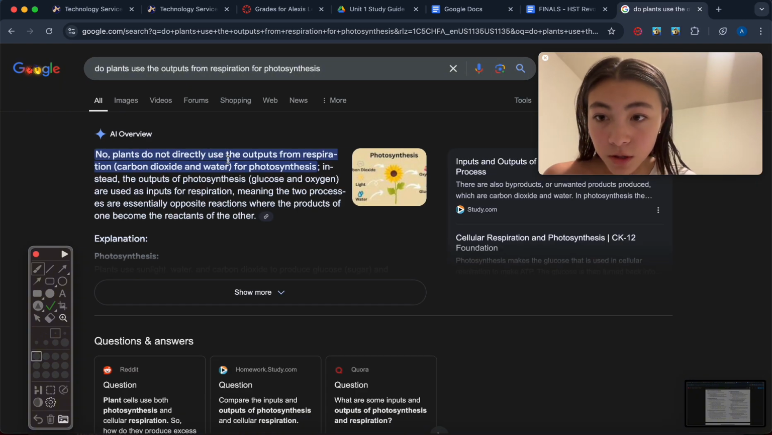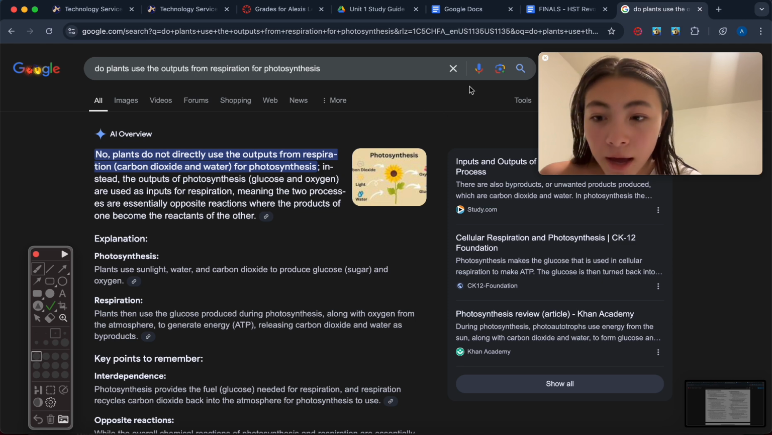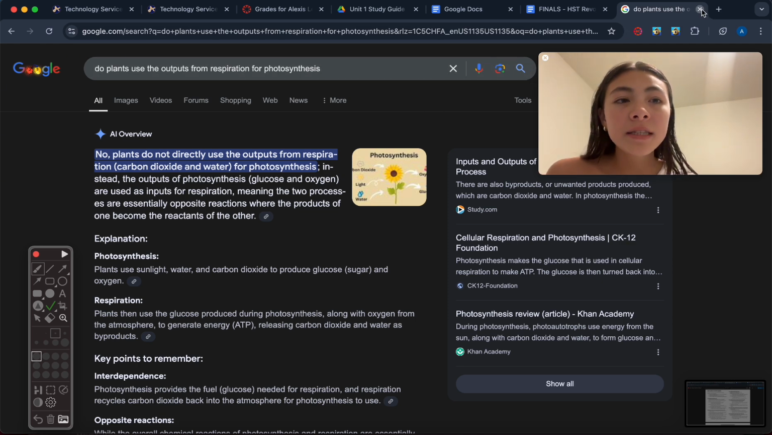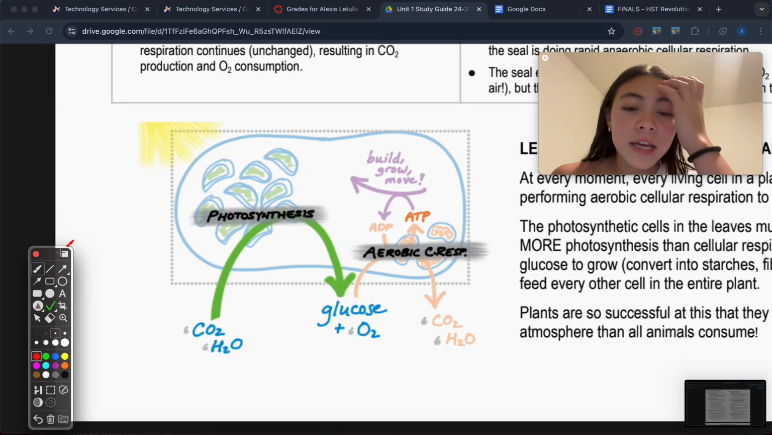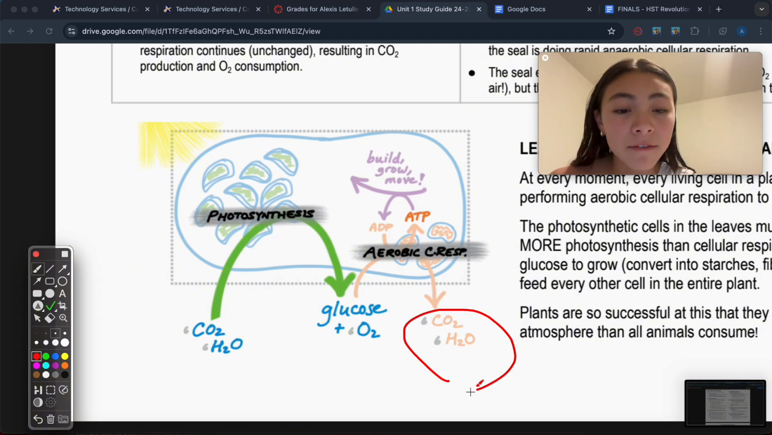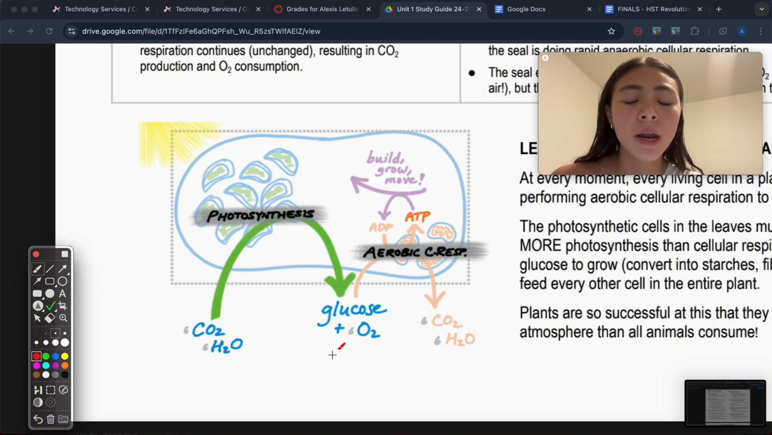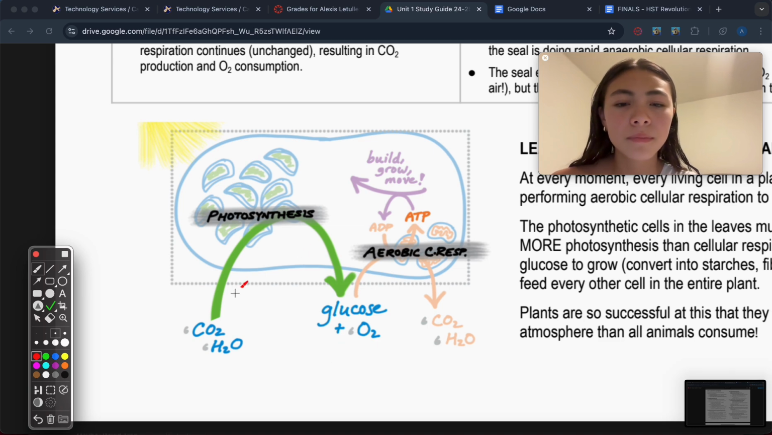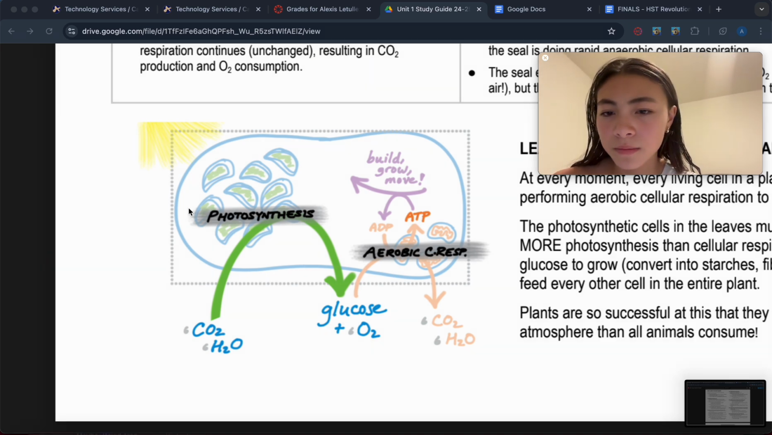No, they don't. You know what? I think I was wrong because I was kind of realizing this. They need the sunlight. That's what it is. They need sunlight to even do this process. So even if they have these two, they still need sunlight to do it. But yeah, I guess that's what that is.